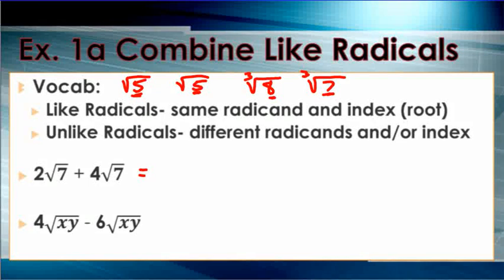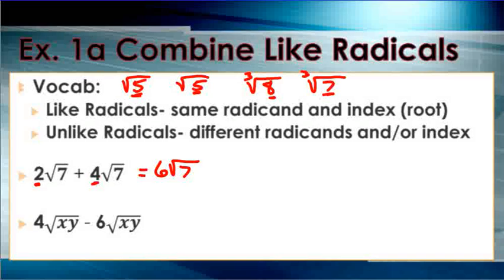So just like when we have variables and you're adding like terms, you do the same thing with radicals. So here we have 2 times the square root of 7 plus 4 times the square root of 7. We add the numbers in front. So 2 plus 4 is 6. The radicands are the same, so that stays the same. So 6 times the square root of 7.